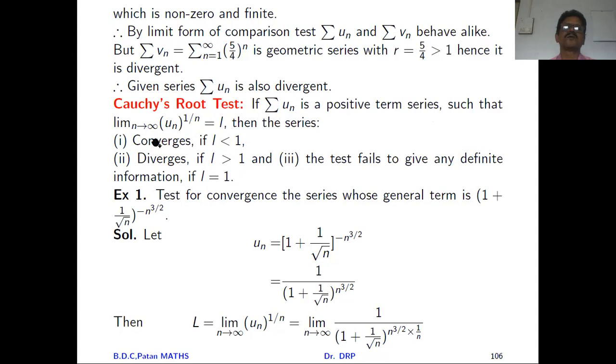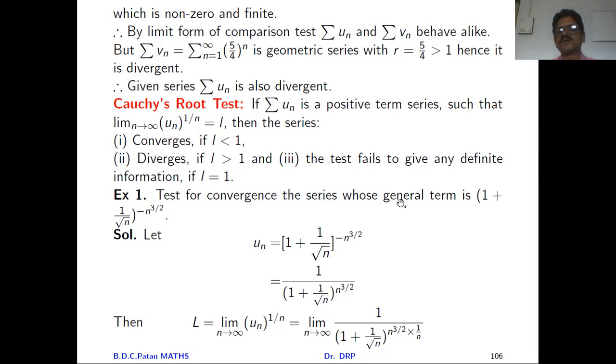So similar to the geometric series, friends, if you have calculated the limit of un raised to 1 upon n, and you obtain that limit to be L, and if L is less than 1, the series Σun is convergent. If L is greater than 1, then the series is divergent, and it fails to give you any definite information if you get L equal to 1. So see the examples which are based on it.